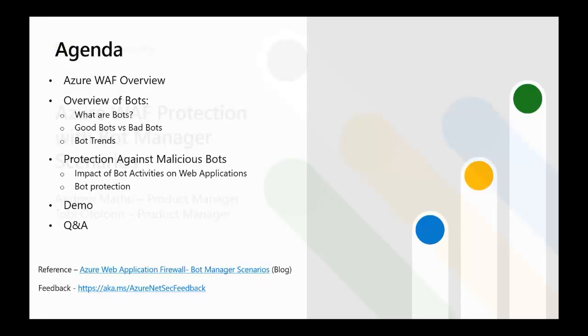For today's agenda, this is what we're going to take a look at. We'll first start off with an overview of Azure Web Application Firewall. I will then give an overview of bots, what they are, and some of their characteristics. Next, we'll take a look at protecting ourselves against malicious bots. We'll look at how you can protect our networks and applications against these malicious bots. And then finally, my colleague Tobi will go through a demonstration with some scenarios on how we can detect and prevent malicious bots with Azure Web Application Firewall.